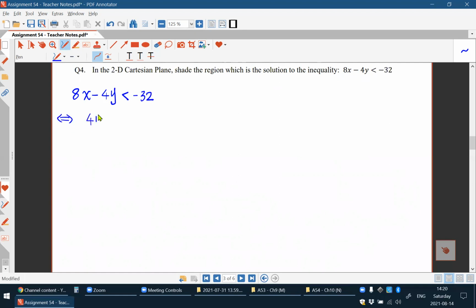So this is equivalent to 4y greater than 8x plus 32, right? And then we can divide both sides by 4. 4 is positive, so we don't change the direction of the inequality symbol. And this is equivalent to y is greater than 2x plus 8, right? Now we have successfully separated x and y. The corresponding line, let's call this L1, is y equals 2x plus 8. Now you need to find this line in the Cartesian plane.